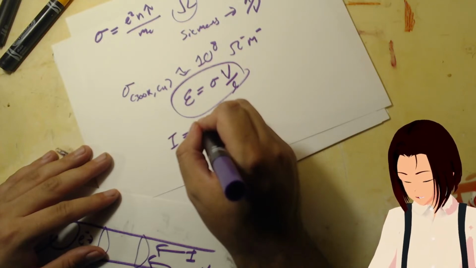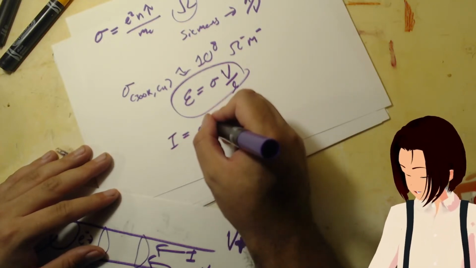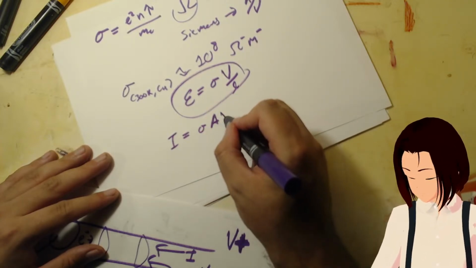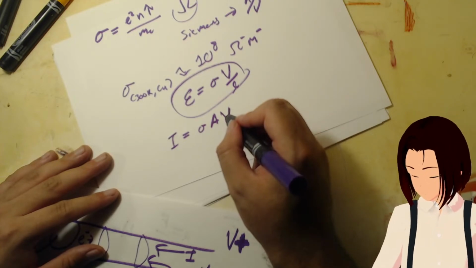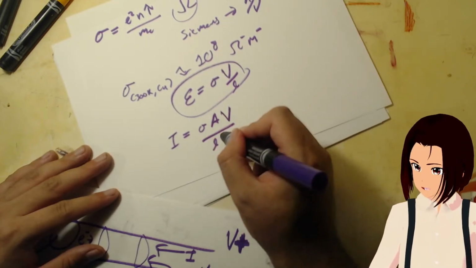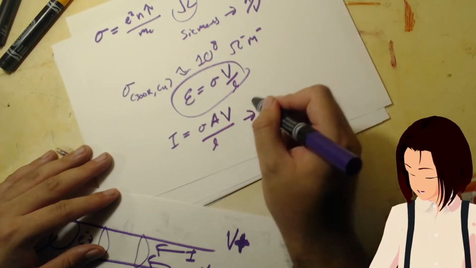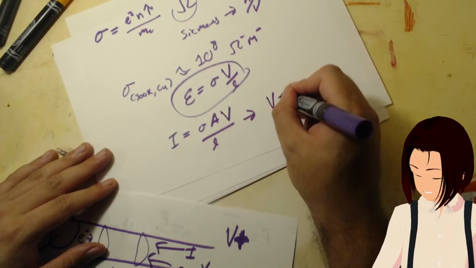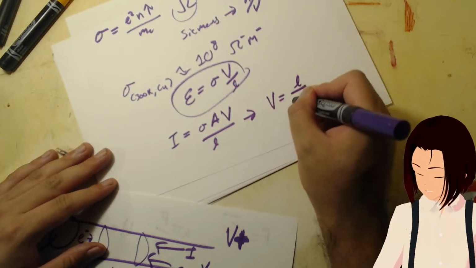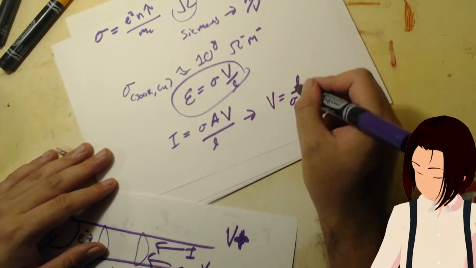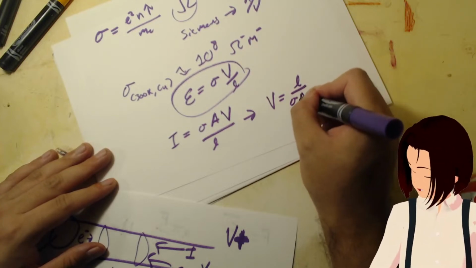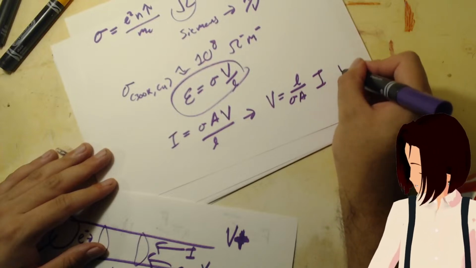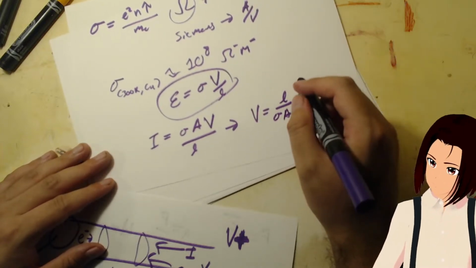Current is conductivity times the cross-sectional area times volts divided by the length. We can rewrite this as volts equal to the length divided by the conductivity times the cross-sectional area, multiplied by I, the current. And this is in volts. And we have Ohm's law.